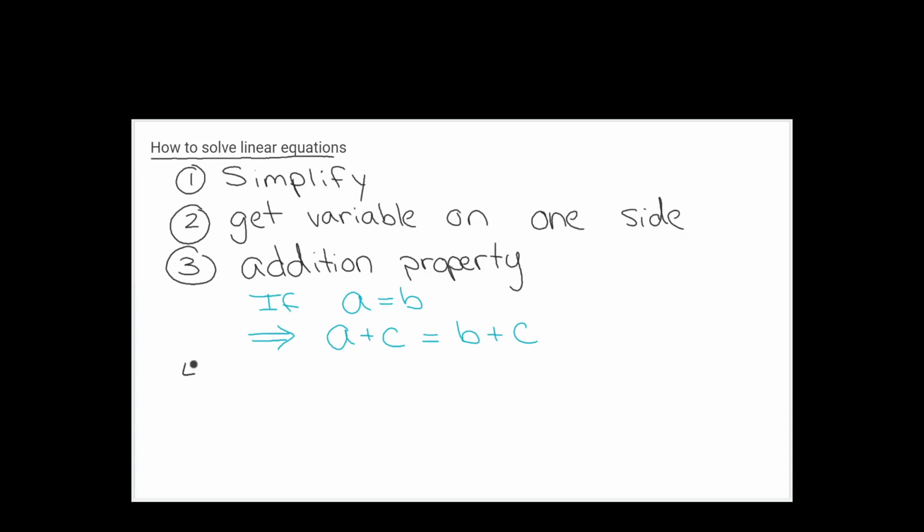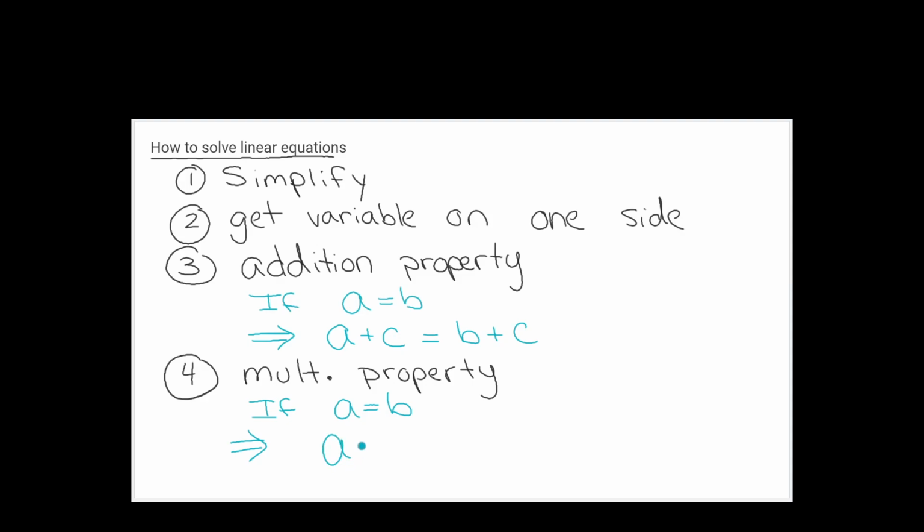Okay, so adding and subtracting is taken care of next in our order of how to solve linear equations. The last step is the multiplication property. I'm not going to write out multiplication property. The multiplication property says almost exactly the same thing as the addition property. It says if you have an equation, let's say A equals B, then if you mess with one side, you do exactly the same thing to the other. So that means if you take A and you times it by C, you better do exactly the same thing to B, where you times it by C.